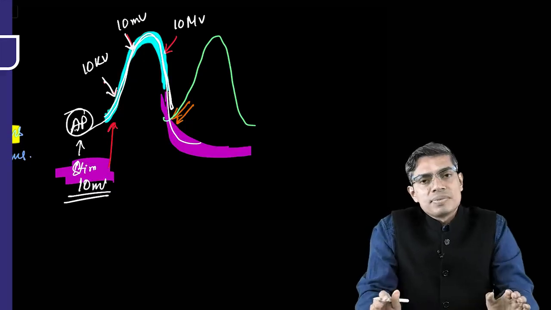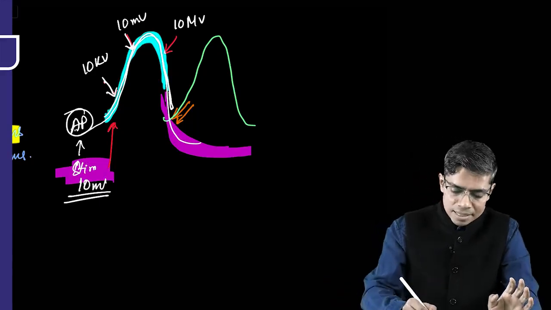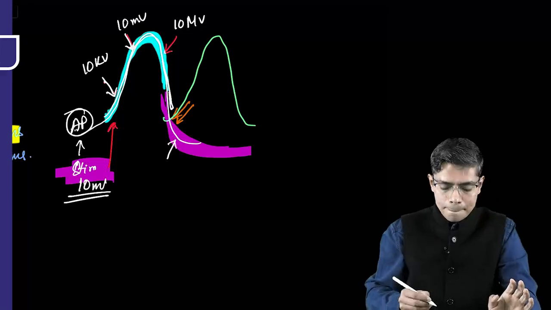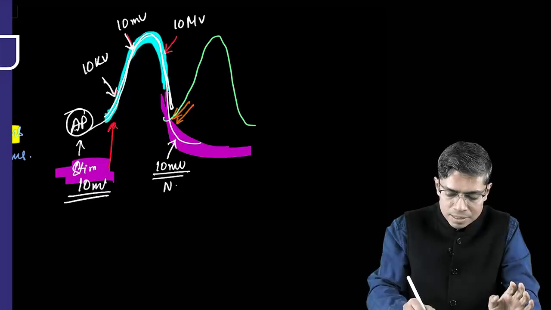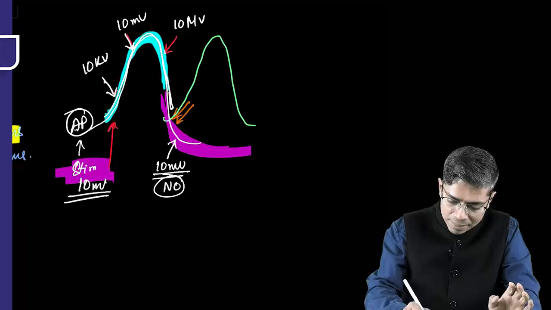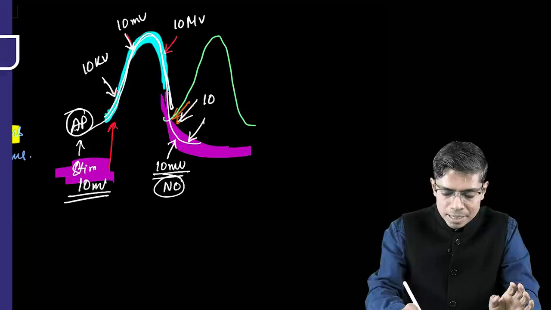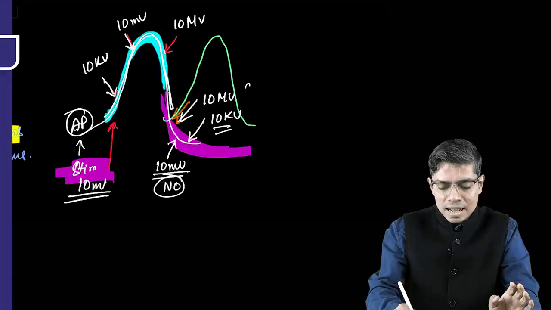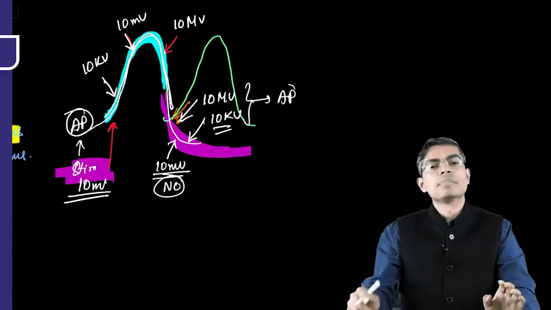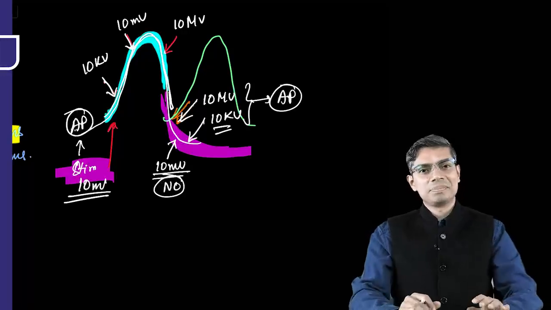which is the absolute refractory period area, a second action potential is never ever possible. If I give a second stimulus here with the same 10 millivolt, then no action potential is going to happen. But if I give a second stimulus here or here with maybe 10 megavolt or 10 kilovolt, then the second action potential is possible. That is the meaning of a relative refractory period, right?